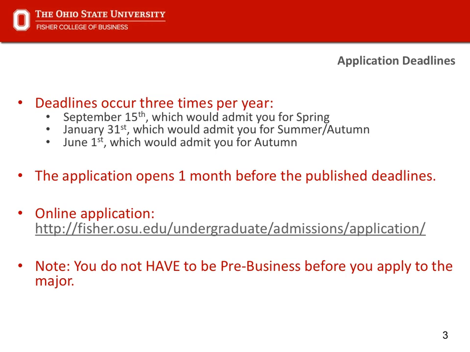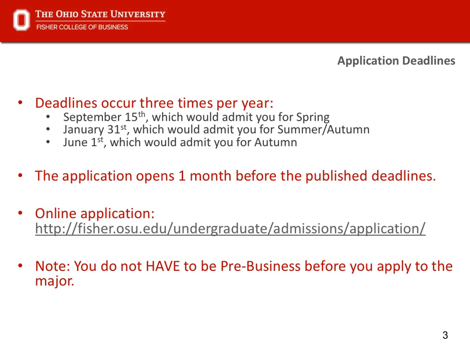There are 3 application deadlines per year: September 15th, January 31st, and June 1st. The application opens about a month before the deadline and closes at 5 p.m. the day of the deadline.